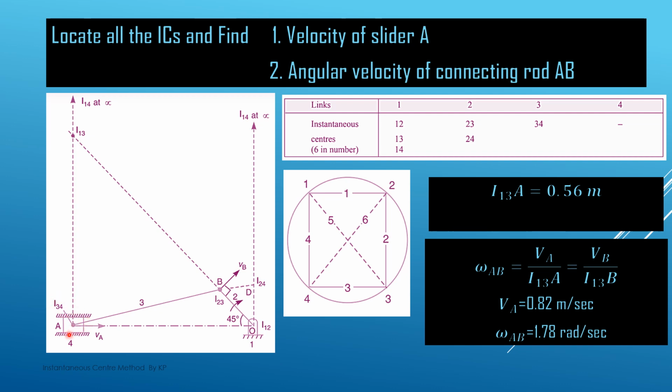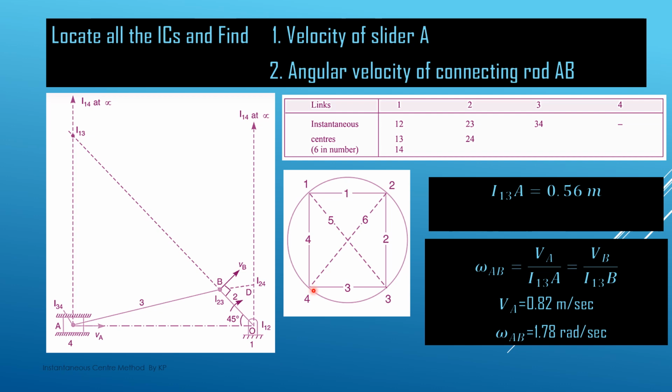Then 4 and 1. This slider is link number 4, and this is the fixed link number 1. So I14. 4 here is the slider A, and 1 is the fixed link. So the combination 1, 4 makes a sliding pair. When there is a sliding pair, its IC is at infinity. So we have located I14 at infinity. This is I14 basically. Okay. So this way we have easily located I12, then I23, then I34, then I14. So these 4 ICs we have easily located.